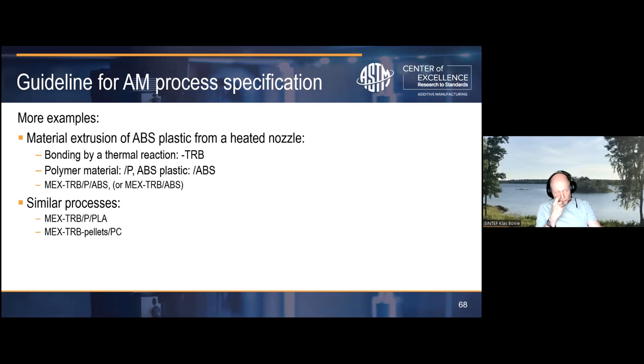More examples, if you have material extrusion of ABS plastic from heated nozzles, very common in those home and hobby machines that many people have, many people in schools have. You have bonding by a thermal reaction. You have polymer material and ABS plastic. So you could call it MEX-TRB/P-ABS or MEX-TRB/ABS. Similar processes, MEX-TRB/P-PLA or MEX-TRB/PLA. MEX-TRB pellets, PC, if you use pellets instead of a filament, for example.